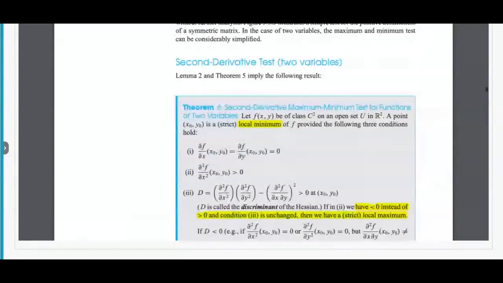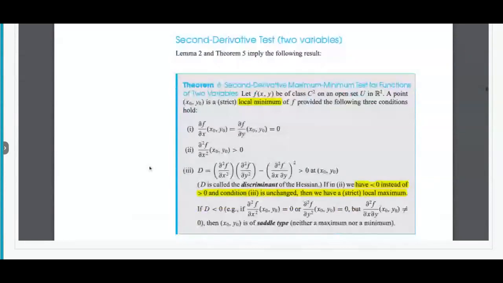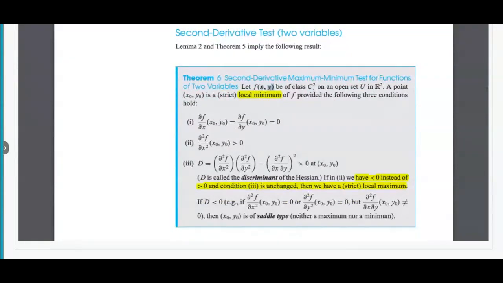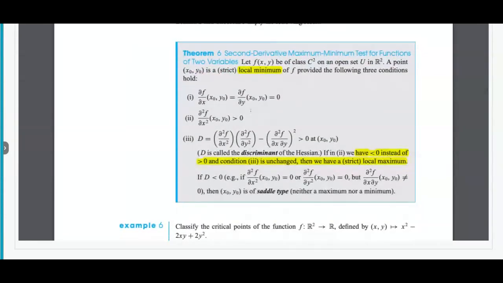In general, the second derivative test. Let f of x, y be of class C2 on the open set U in R2. The point (x naught, y naught) is called a local minimum of f, provided the following conditions hold. Partial f, partial x evaluated at this point and partial f, partial y evaluated at this point equal 0. What does this mean? It means gradient f is 0. Only when gradient f is 0 can we find a critical point.